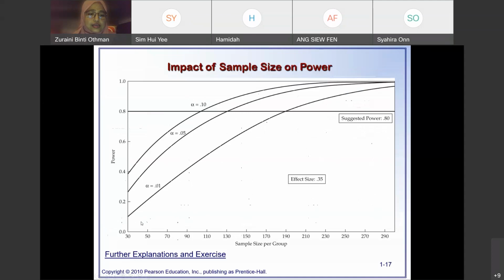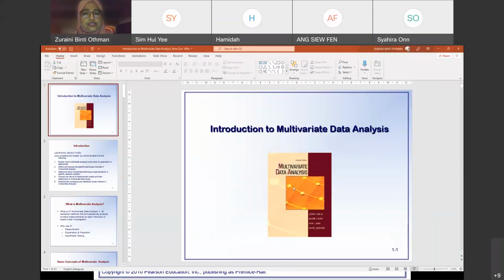If we graph it, this is alpha 0.05 and 0.1. We can see that the power will increase if we increase the sample size per group. Okay, and for further explanation of this topic about type 1 error, type 2 error, and the power, you may see from this. Just now I put the link.